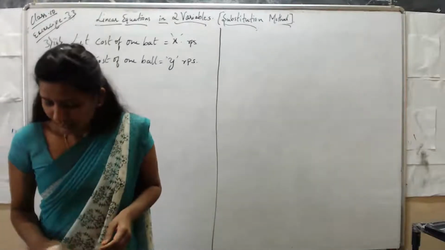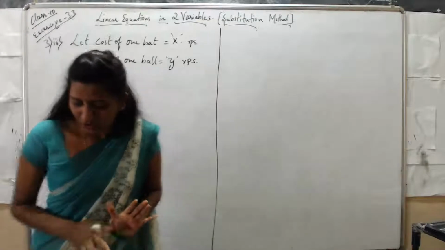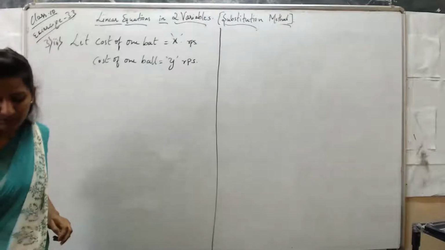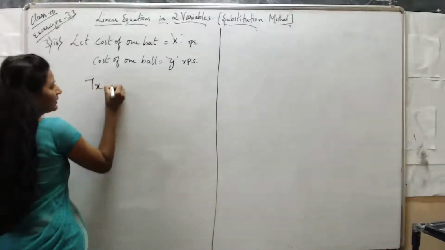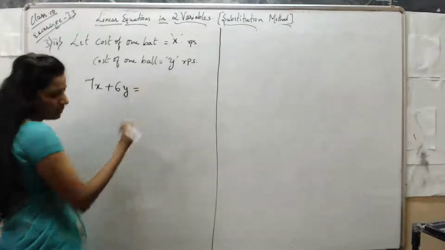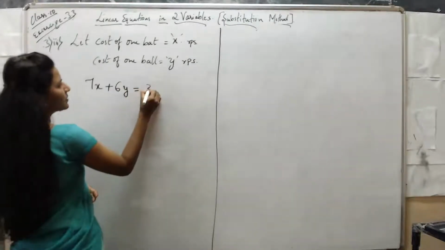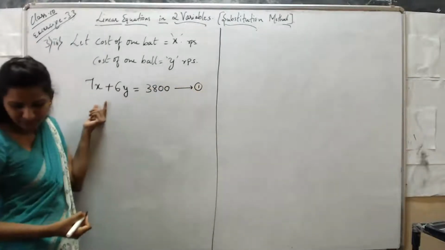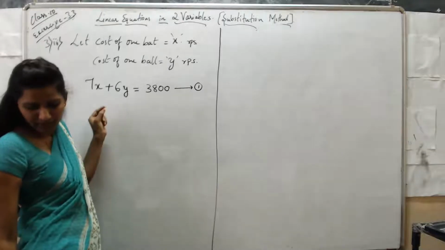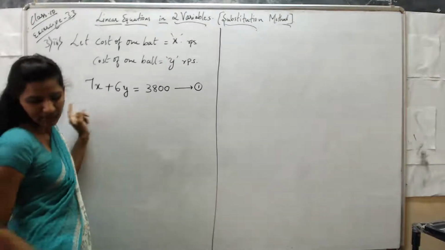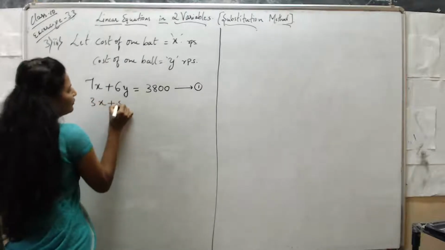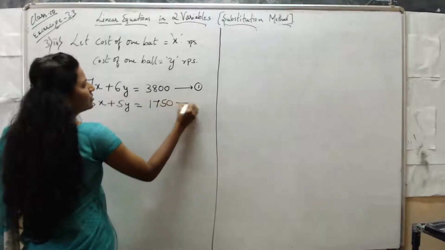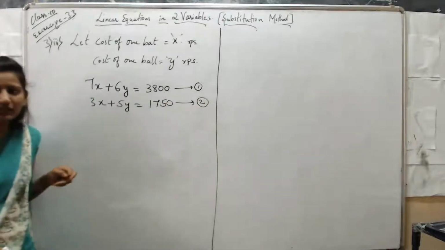So by using the given statement, we can write the two equations. The coach buys how many bats in the first line? 7 bats and 6 balls for how many rupees? 3,800 rupees. And again, she buys how many bats and balls? 3 bats and 5 balls for 1,750 rupees. Like this you have to write the equation.